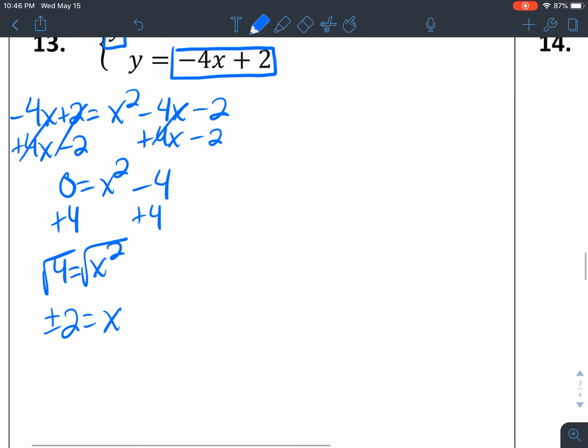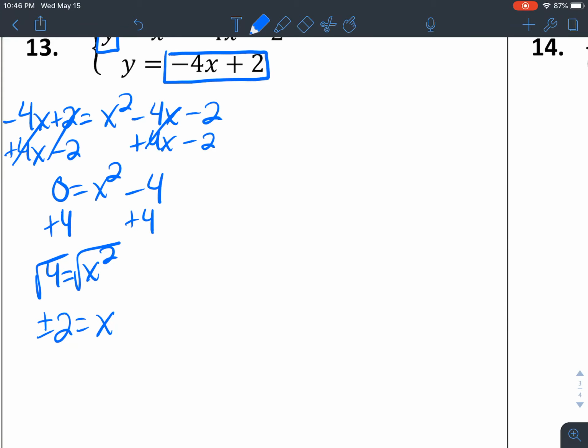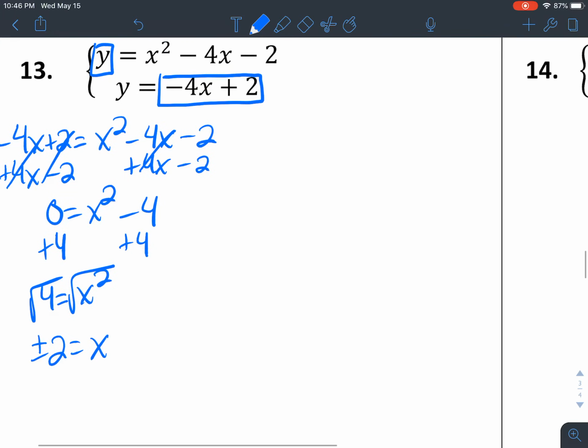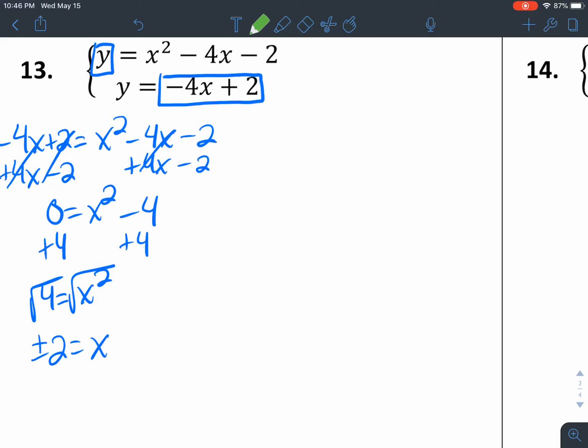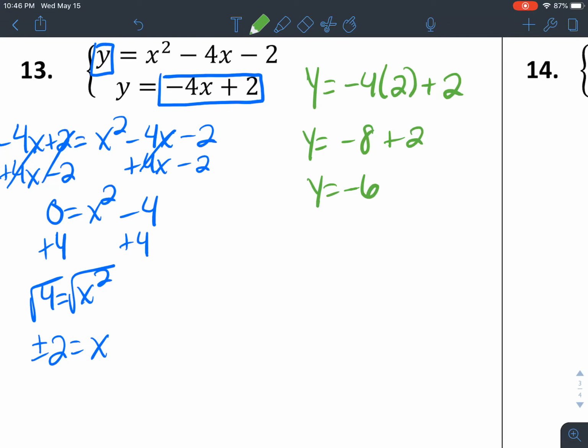So remember, once I have my x values, I have to find the y value for each of them. And I get to choose whichever of the 2 equations I want to plug it back into my system for. So I'm going to switch to green here for this step. And here, when I'm trying to find the y value of positive 2, I'm using the bottom equation here. That tells me that negative 8 plus 2, not 8. So y is negative 6.